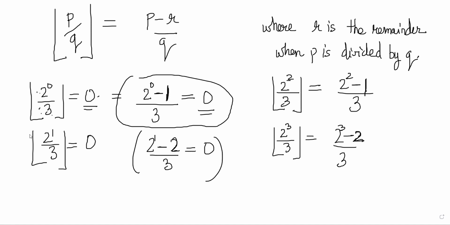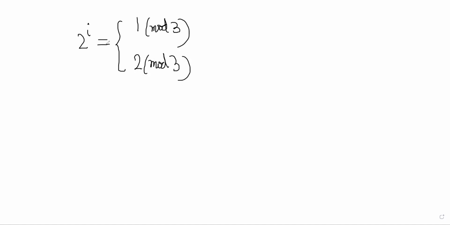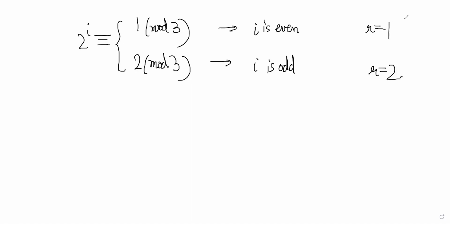So we can conclude that 2 power I is congruent to 1 mod 3 or 2 mod 3. This happens with remainder 1 if I is even, and remainder 2 if I is odd. So the remainder is 1 when I is even, and the remainder is 2 when I is odd, right?